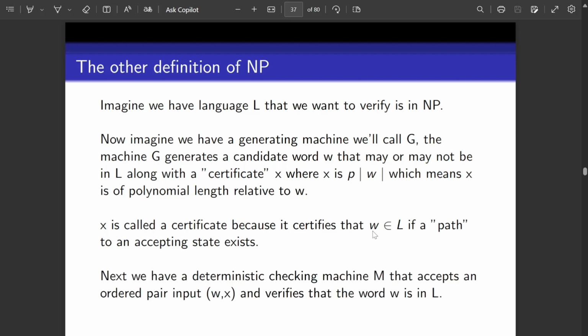So next we have a deterministic checking machine M that accepts an ordered pair input, so the word and its certificate, and then verifies that the word is actually in the language L. So I like to think of a certificate as a map that helps navigate the checking machine towards the accepting state in the non-deterministic Turing machine, if that makes sense.